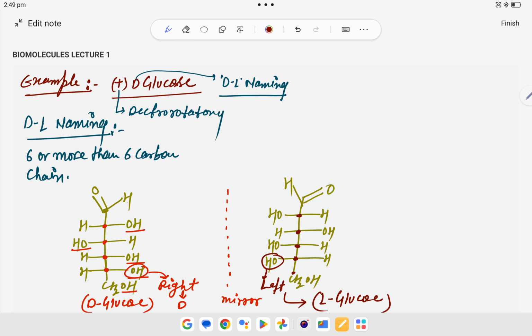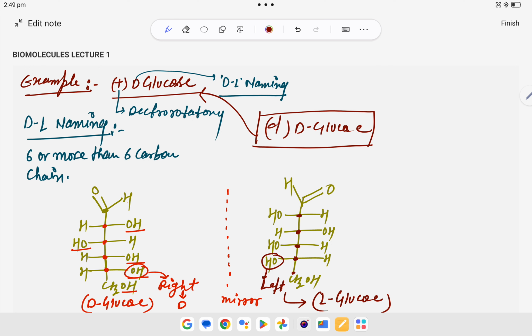DL naming. Sometimes you will get small d, d glucose. That is the same meaning. Same meaning means it is also like this. D means dextrorotatory. Small d means dextrorotatory. So this is the example. Children, everything is clear now. I hope everything is clear.